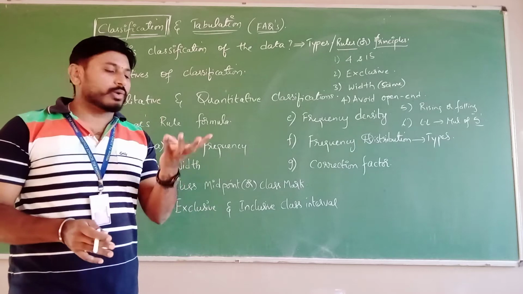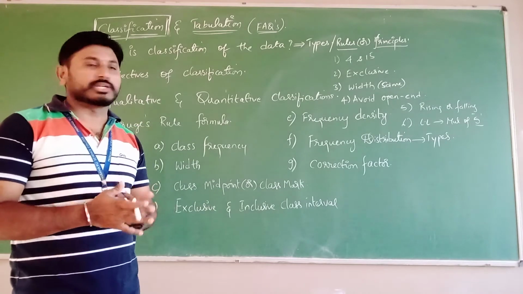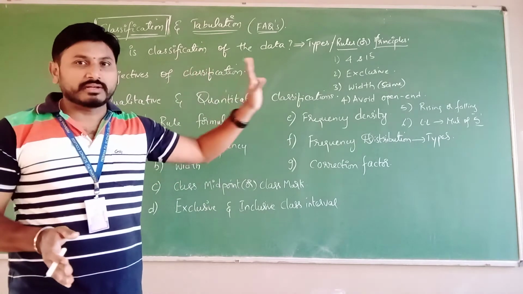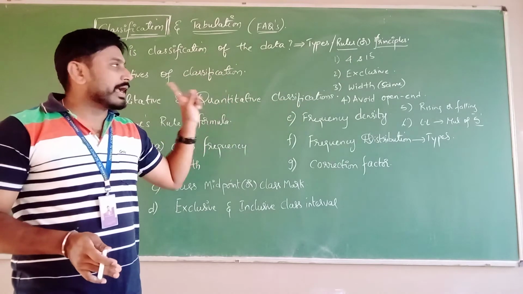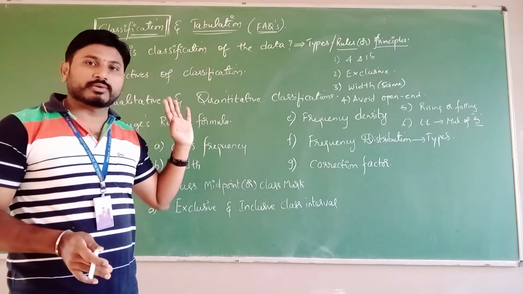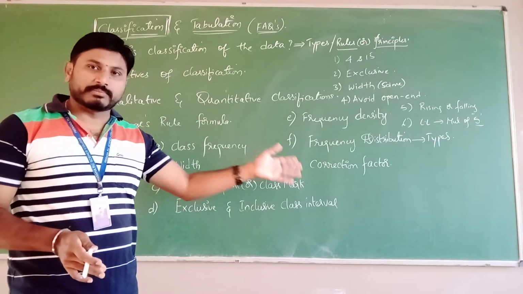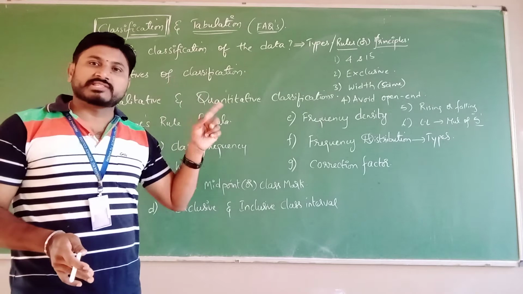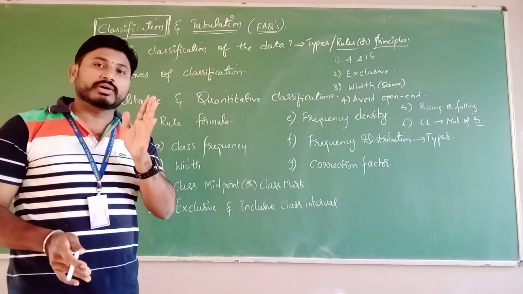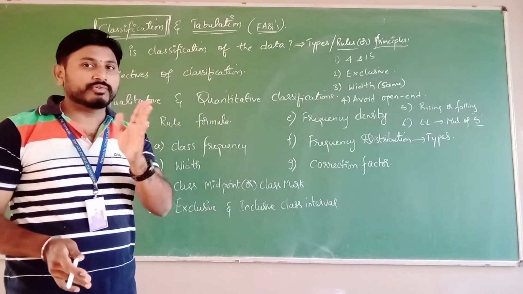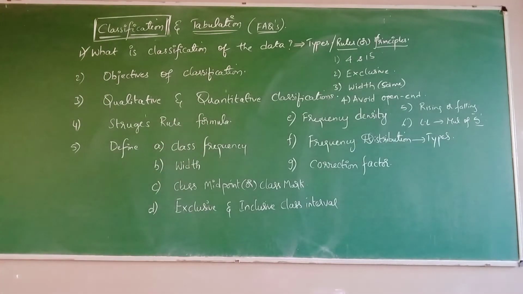Types: 4 different types, qualitative, quantitative, temporal, geographical. Next, rules or principles of classification. The number of classes must be between 4 and 15, exclusive type of class interval should be followed, width should be kept constant throughout the intervals, and avoid open-end classes because they don't have any boundaries or limits. The data must be arranged in increasing or decreasing order, and the lower limit, the first lower limit, must always be a multiple of 5. Clear? So these are all the rules or principles of classification of the data.